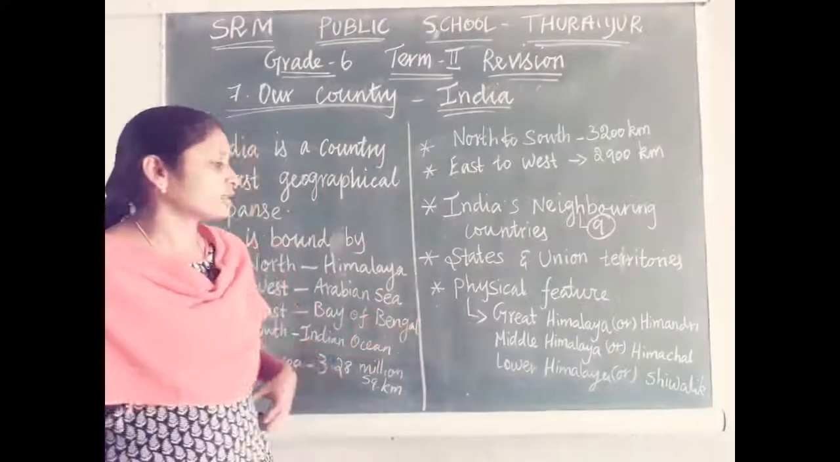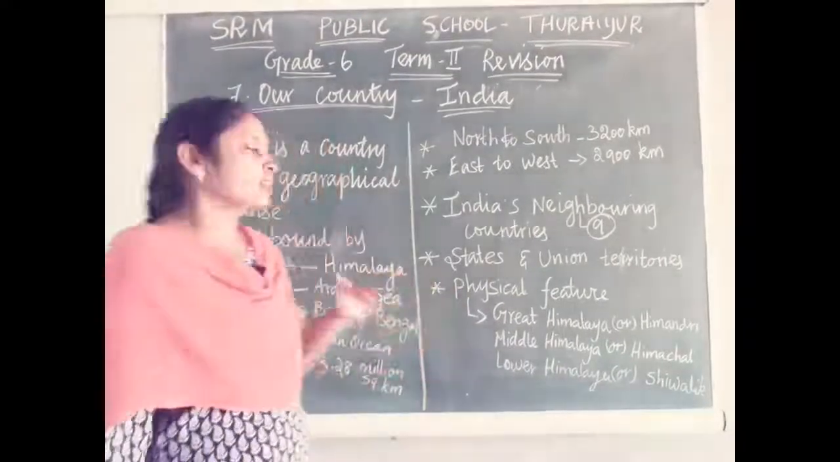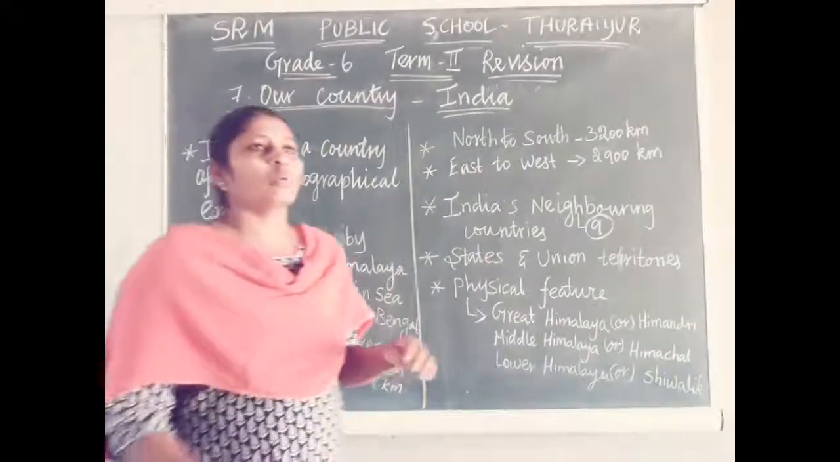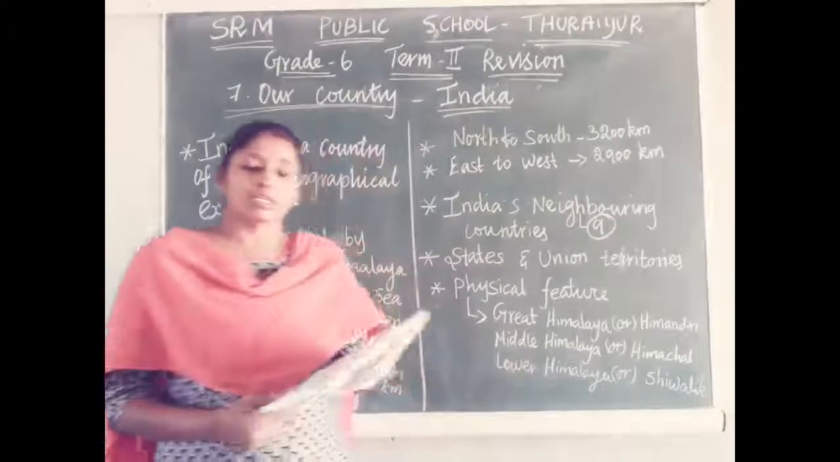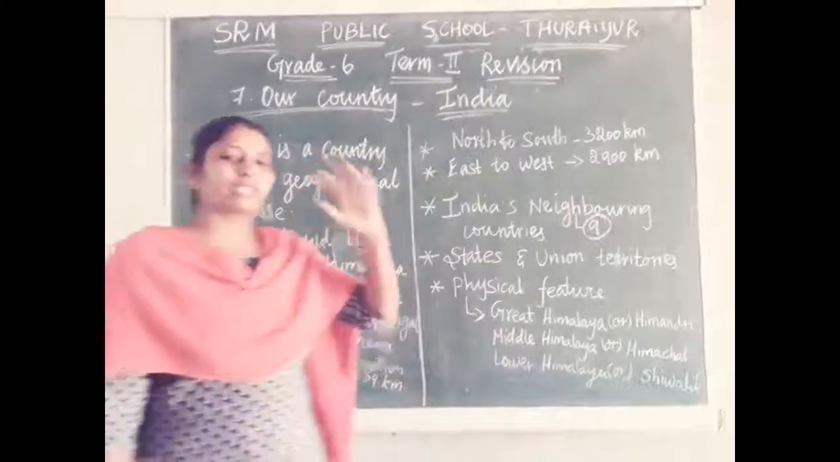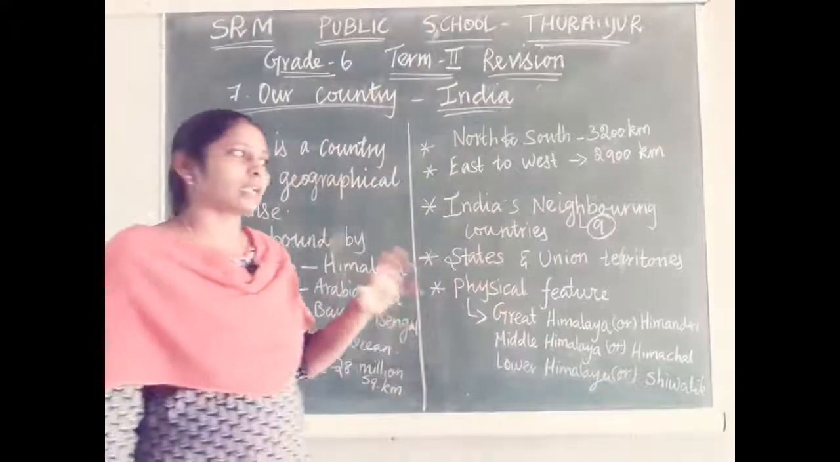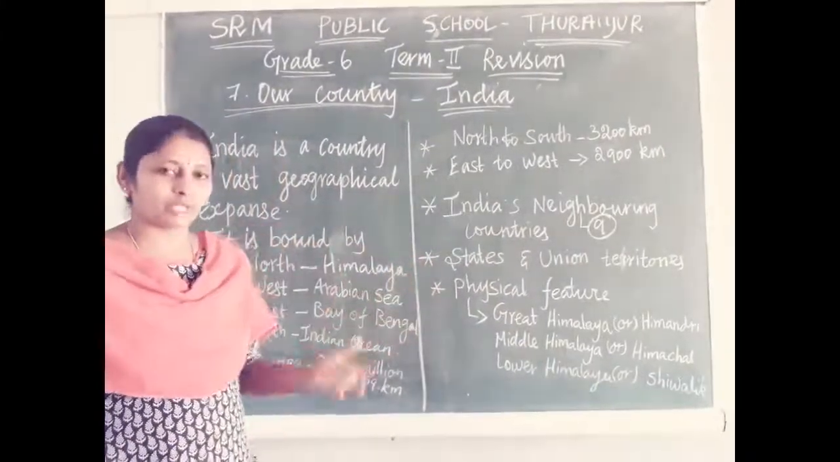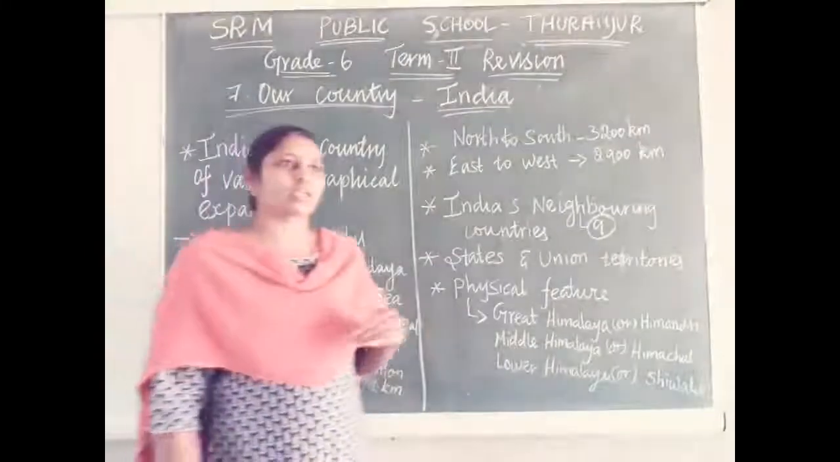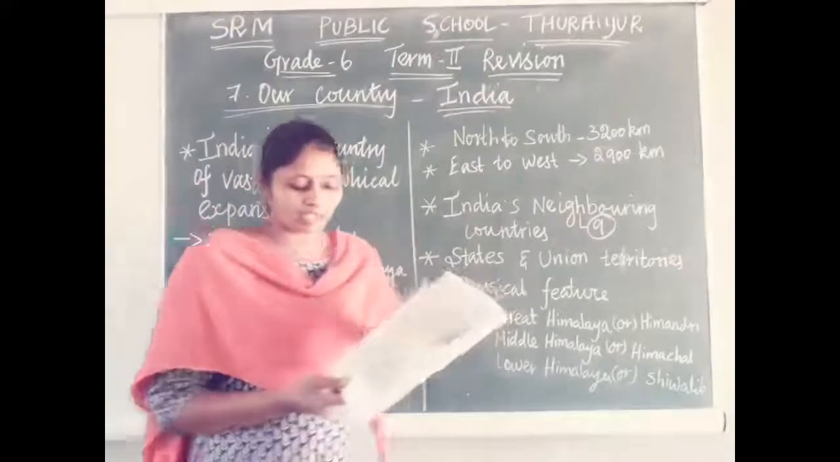Next, physical features of India. What are the natural physical features present in India? As I already said, in the north we have the Himalayan mountain range, and we have the Thar desert in Rajasthan. We have the Deccan Plateau. On the western seashore side we have the Western Ghats, and on the eastern side we have the Eastern Ghats.